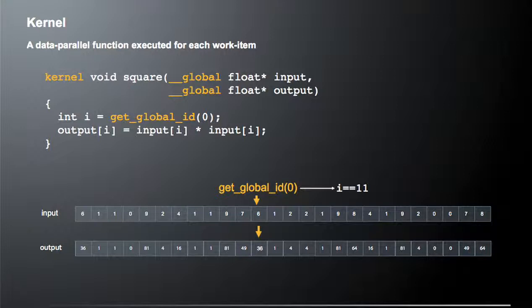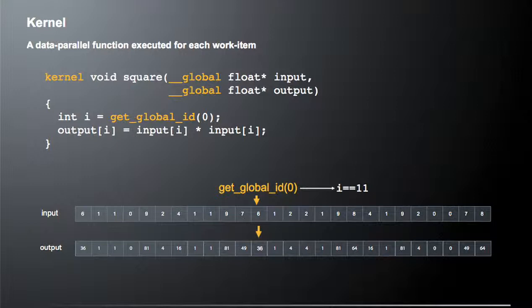Let's say we have an input vector shown at the bottom of the screen, and let's say we call getGlobalID for 0, the 0th dimension. Remember, we could have a 1-dimensional, 2-dimensional, or 3-dimensional domain. So here we're calling getGlobalID with 0, and let's say it gives us back that our position is equal to 11. That points to the position in the output or input array that's shown.